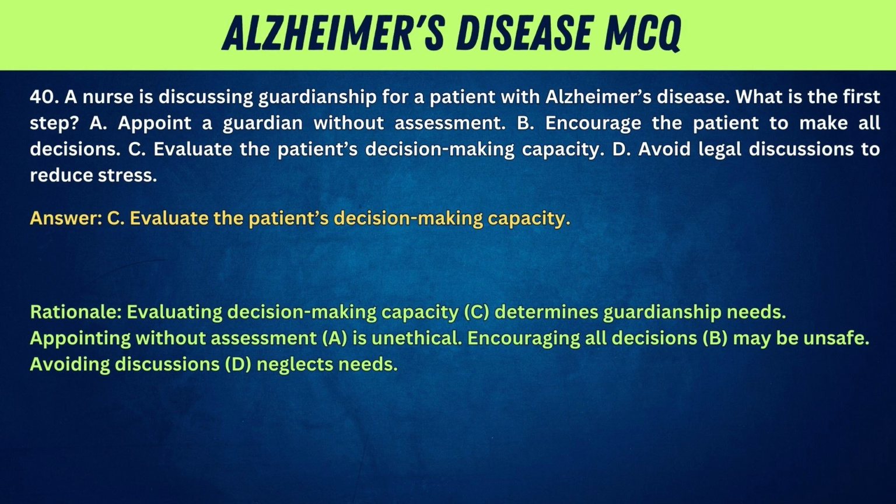Rationale. Evaluating decision-making capacity, C, determines guardianship needs. Appointing without assessment, A, is unethical. Encouraging all decisions, B, may be unsafe. Avoiding discussions, D, neglects needs.